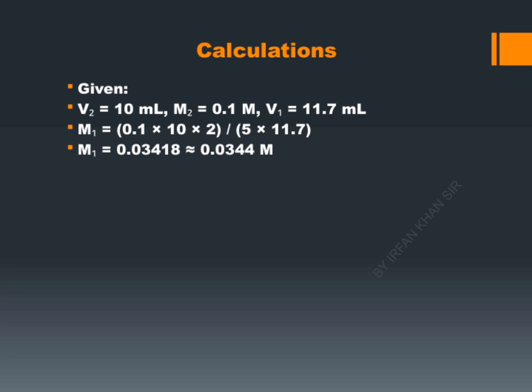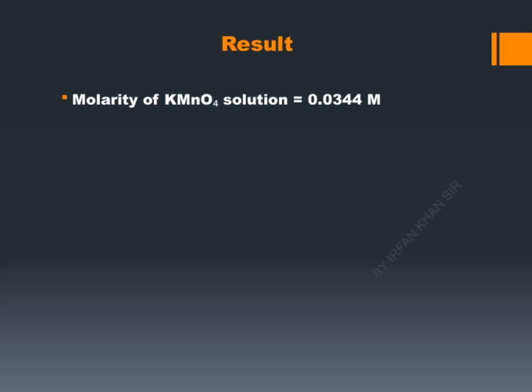This calculation is a great example of how we can determine the original concentration of a solution based on dilution data. It highlights the importance of understanding the relationship between concentration and volume, which is fundamental in many chemistry applications. By mastering these calculations, we can accurately prepare solutions and interpret experimental results, keeping our overall theme of precise laboratory work in mind. Now, let's look at the key result from our titration experiment.